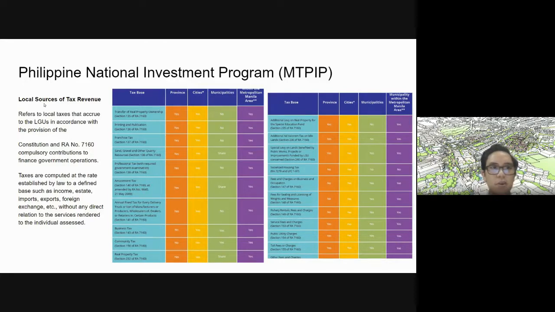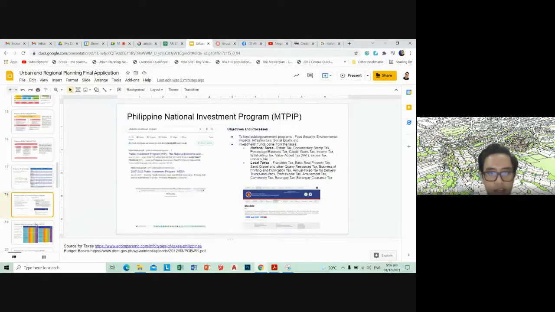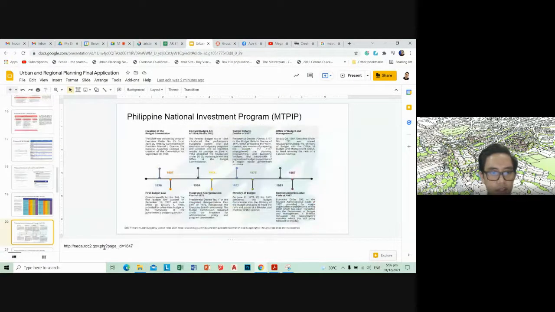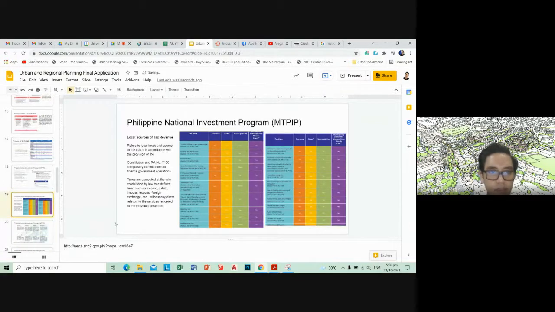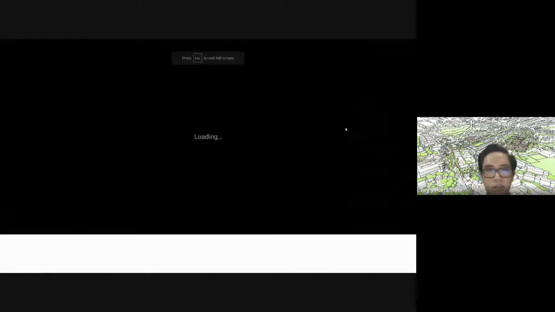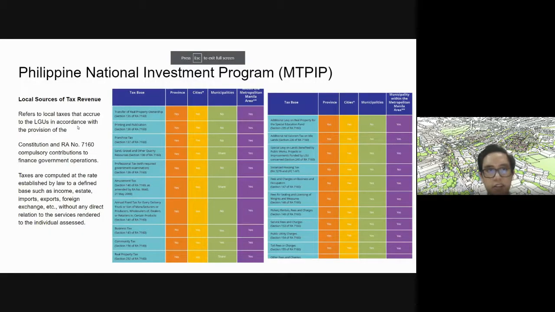Okay, so this is from the primer of the Department of Budget and Management. Let me check. Yeah, I forgot to put in the link here. So this is the official statement of where local sources of tax revenue come from.